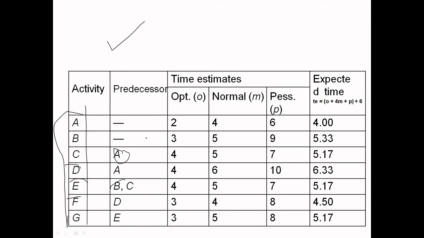So the estimation for A to be completed is 2. What is 2? 2 is units of time. It can be months, weeks, days, or years, but we are in no way concerned about that. It depends on the problem. So here A is 2, normal is 4, and pessimistic is 6. Let's say for your point of view it is weeks: 2 weeks, 4 weeks, 6 weeks.